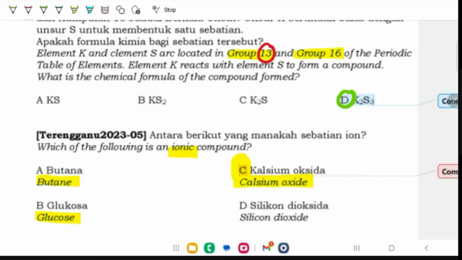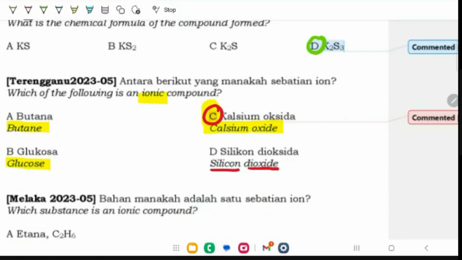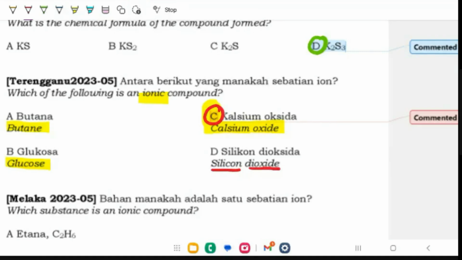Okay, then how about D? D also has 2 words. Silicon dioxide, silicon is not metal. Silicon is in group 14, it is non-metal also, or semi-metal. So if silicon is non-metal, they share the electrons. Silicon dioxide actually is a giant covalent compound. So these are also out. So ionic must be metal and non-metal.